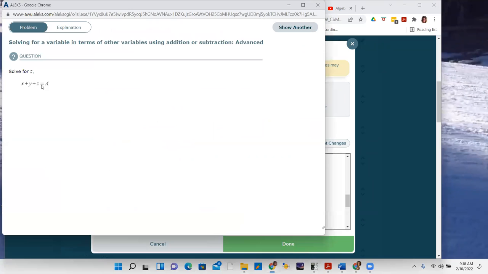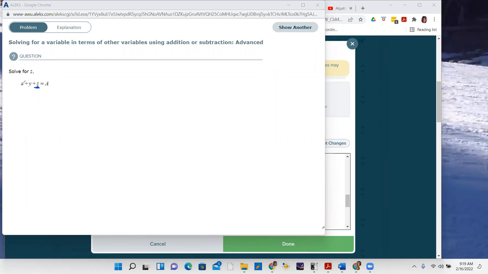Notice there can be lots of different letters. And remember, each letter just stands for a number. So we're trying to solve for z. We want the z by itself. The x, the y, and the a, even though they're letters, they operate just as if they were numbers. If this were a 2, you would subtract 2 from both sides. So we do the exact same thing as if they were numbers.